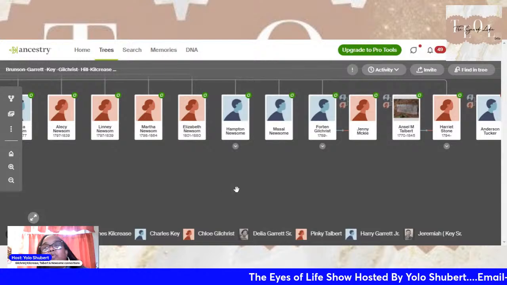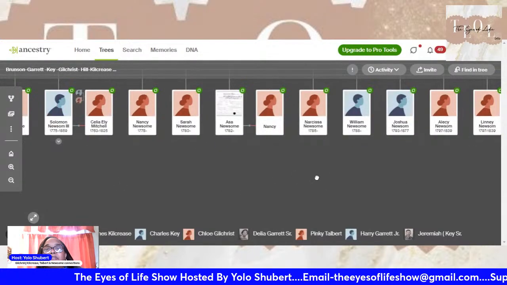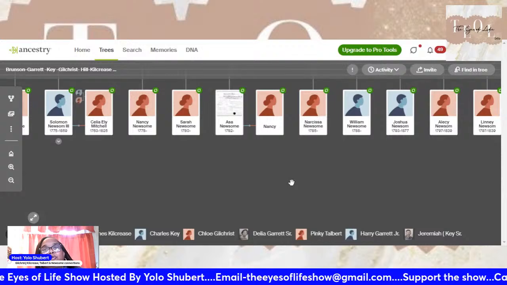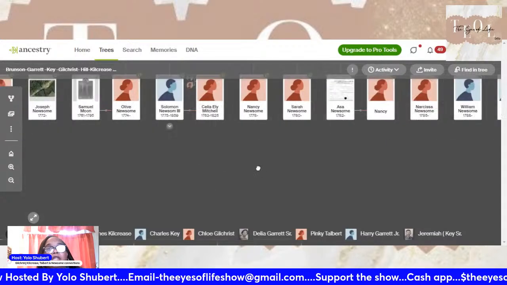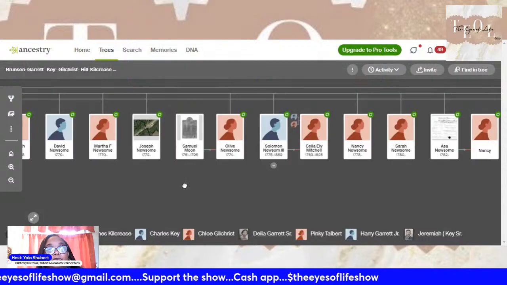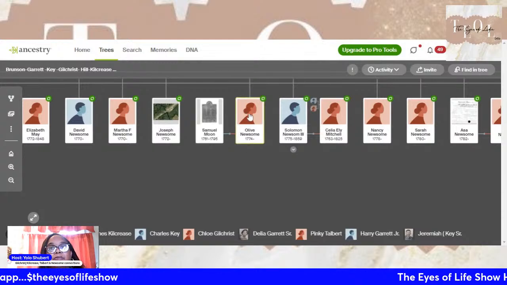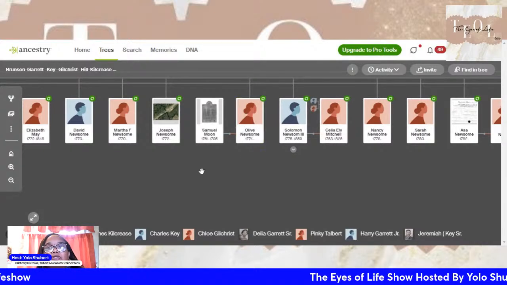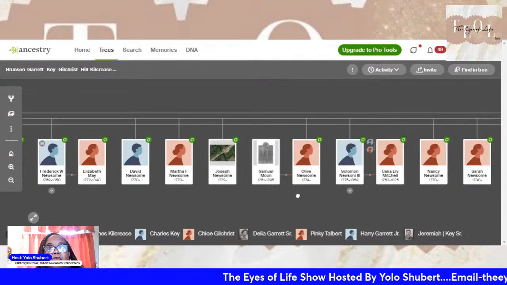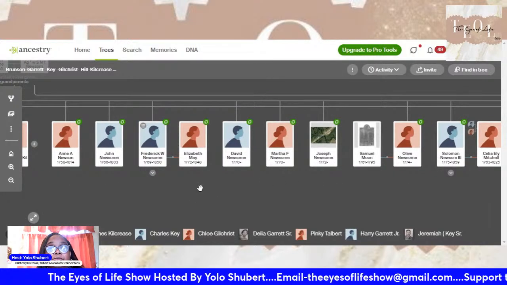So when I'm looking at these people, I'm saying, wow, we have so much to learn about one another, till we don't have a clue that we're all related. And remember, I told you there was an Olive Newsome. So Olive Newsome also married a Morgan. Okay, she's the daughter of Solomon Newsome.